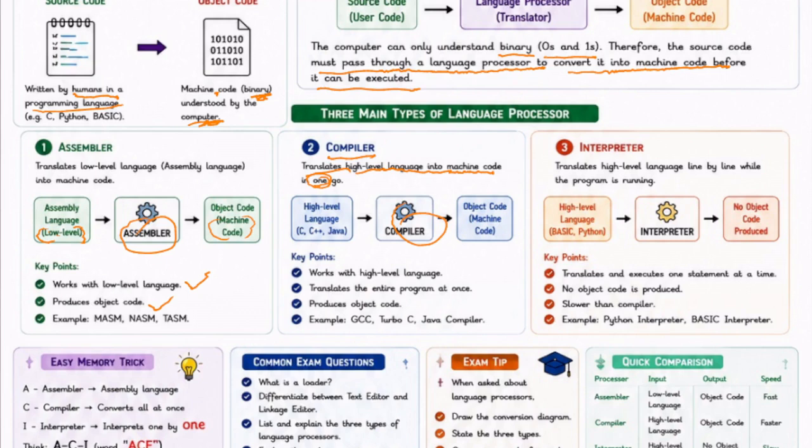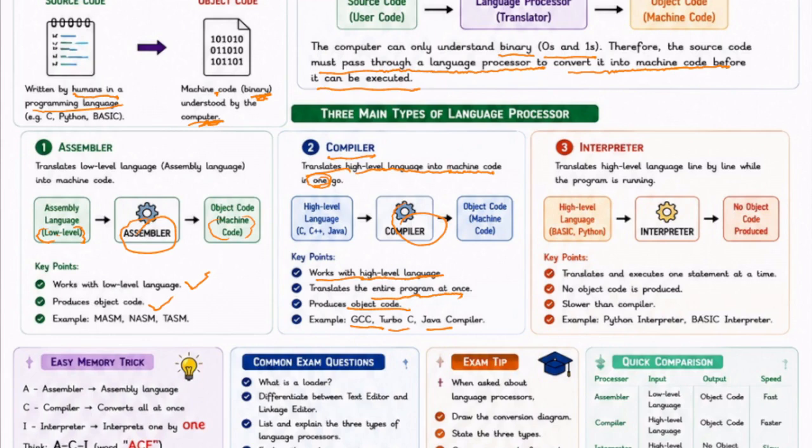Now, what are the key points here? It works with a high level language, translates the entire program at once, and produces object code. Examples are GCC, the C++ compiler, and the Java compiler. C++ is a high level language, and C is an example too.